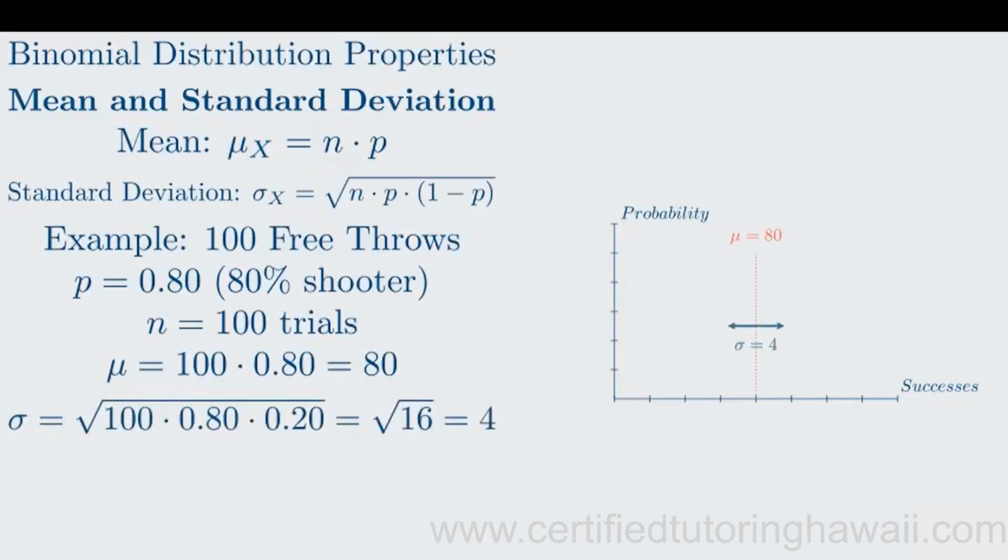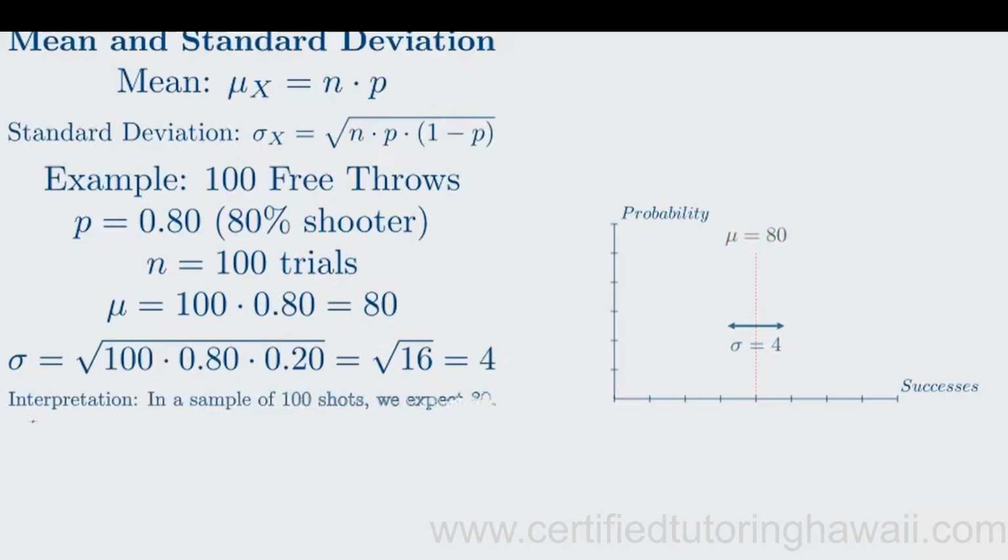Now for the standard deviation. 100 times 0.80 times 0.20 equals 16. The square root of 16 is 4. In context, this means that while we expect 80 makes, it is very common for the actual result to be about 4 shots higher or lower than that. We have now met our objective of calculating and interpreting the center and spread.